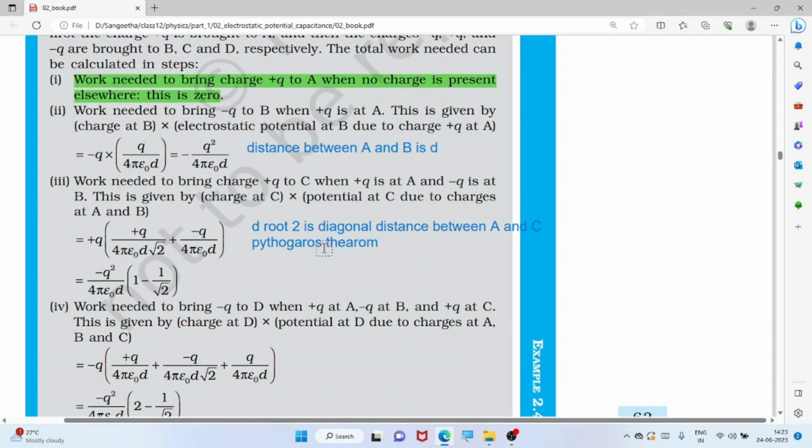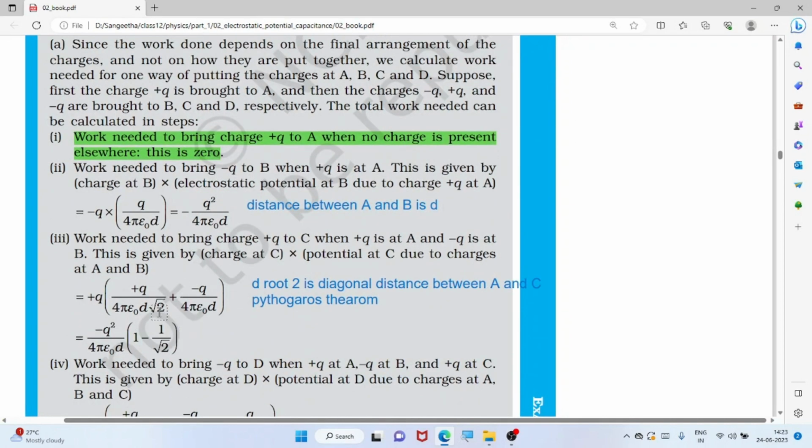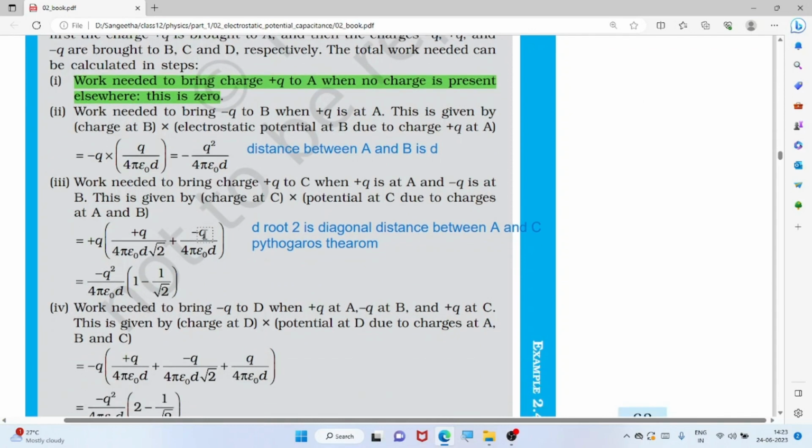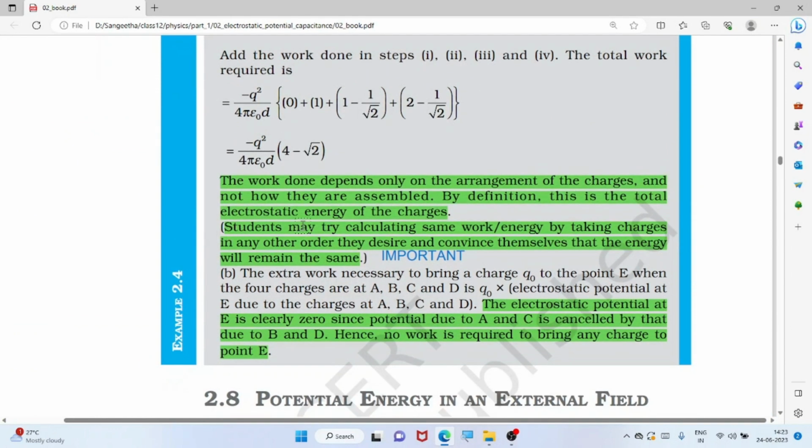Here d root 2 is the diagonal distance between A and C. When you bring a charge to C, when a charge at A is already there, the diagonal distance is the square root of d square plus d square, that is d root 2. Here you see, d root 2 is the diagonal distance. The work done depends only on the arrangement of charges and not on how they are assembled. You can reverse this order and check.